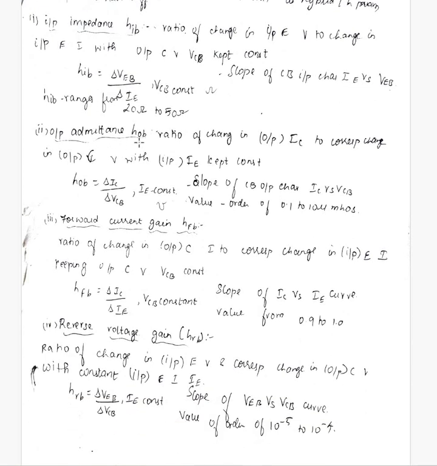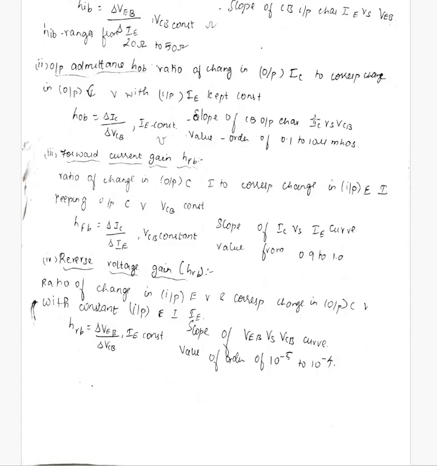Its unit is ohm. Output admittance HOB, change in output admittance. So output current by output voltage, keeping input current constant, unit is mho. Slope of the output characteristic curve.